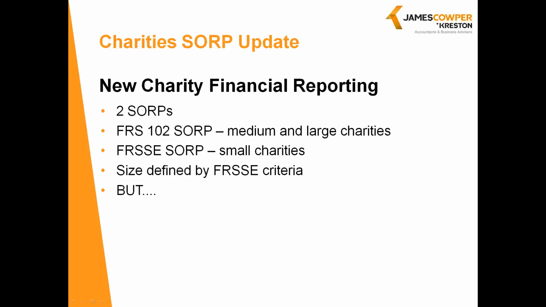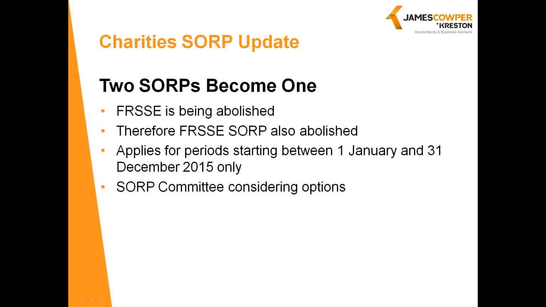But don't get too excited about having two SORPs, because it's not going to last. The FRSSE itself is for 2015 only, so companies that are applying the FRSSE can only use that for 1 year, for the year commencing on or after the 1st of January 2015. After that, it's being abolished and various new rules have been brought into place for companies. But because the FRSSE is being abolished, the FRSSE SORP is also being abolished. So again, for small charities who decide to use that standard, it will only last for 1 year.